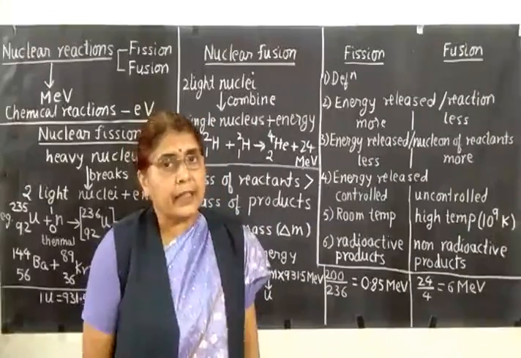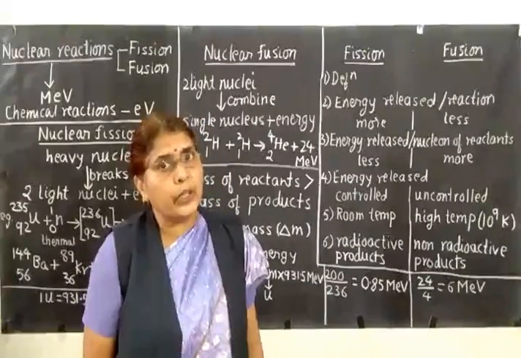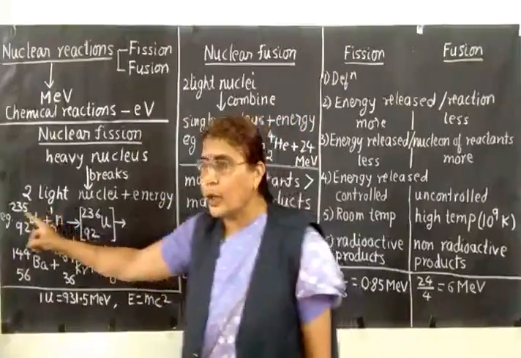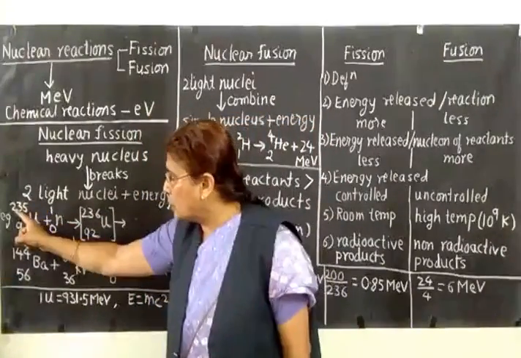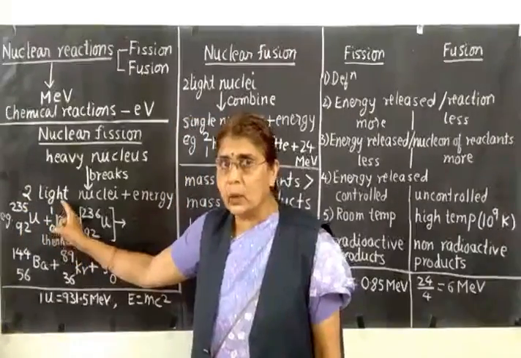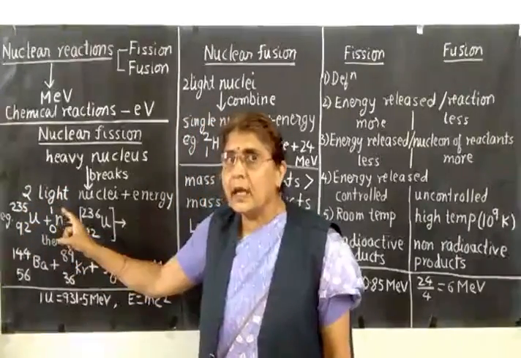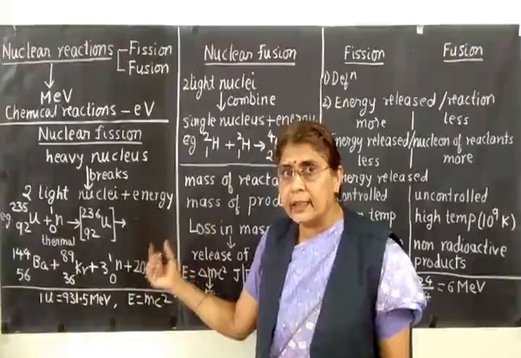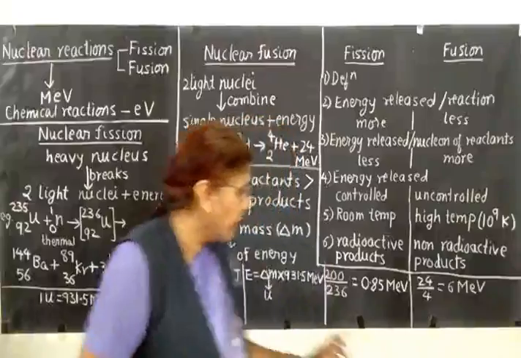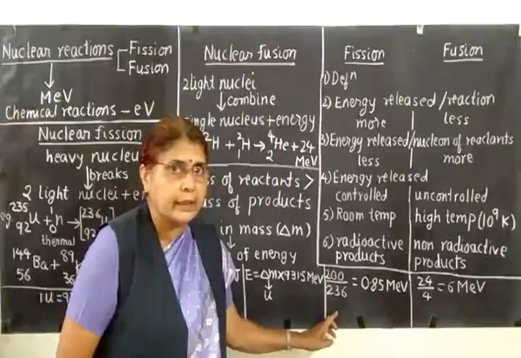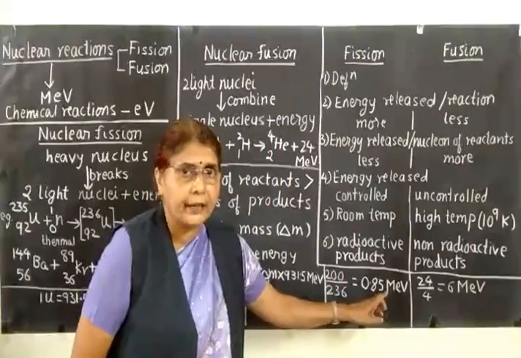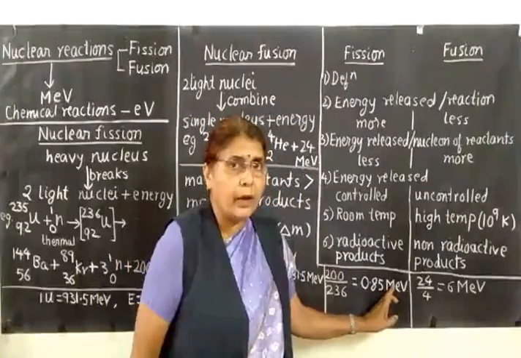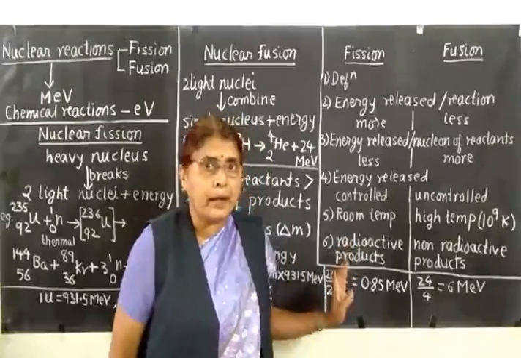But let us find out the energy released per nucleon of the reactants. What is the meaning? So here how many nucleons are involved? It is 235 plus 1, that is, the total number of nucleons is 236. And this energy released is 200. So energy released per nucleon means you will find 200 upon 236. So it comes out to be 0.85. So in fission reaction 0.85 MeV of energy is released per nucleon.